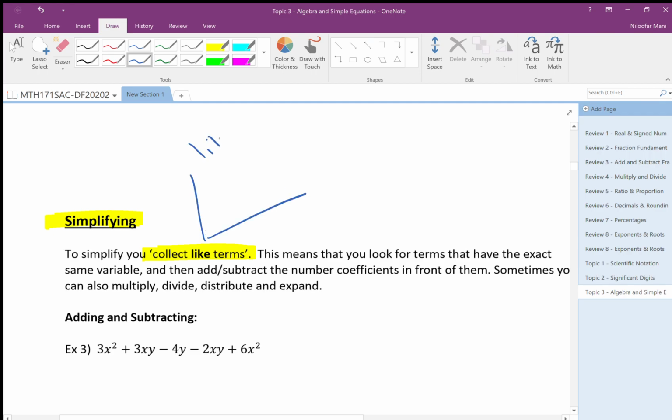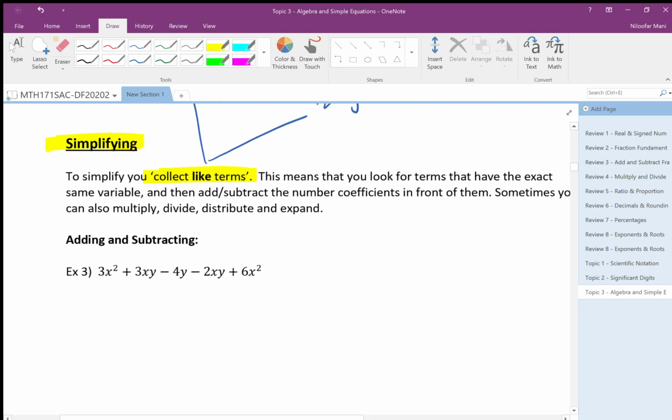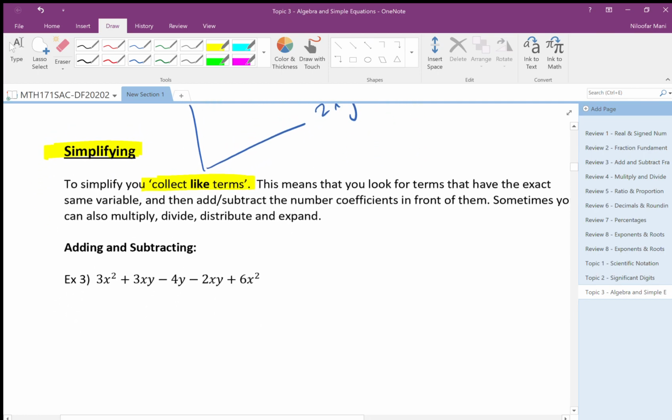For example, these are like each other. If you do 2xy and 3xy, yes, they are like each other. Both of them x, both of them y, both of them to power 1. But if I have 2xy and I have 3x squared y squared, they are not like each other, although I have x and y in both of them. It must be to the same power.